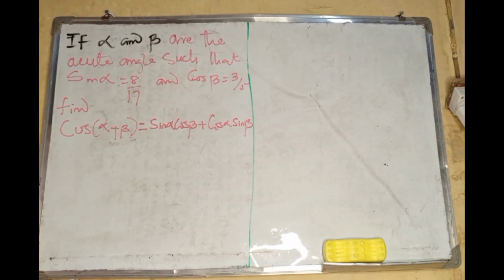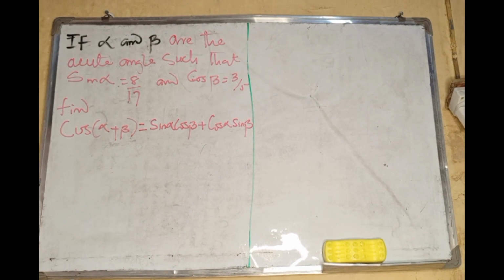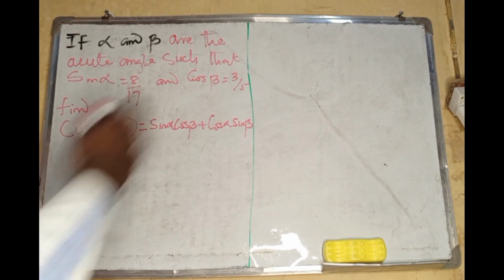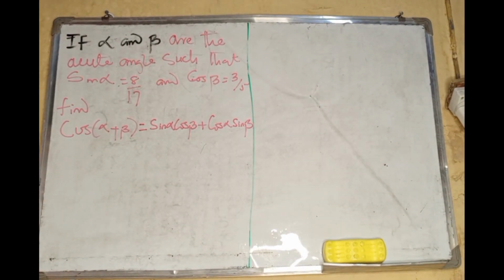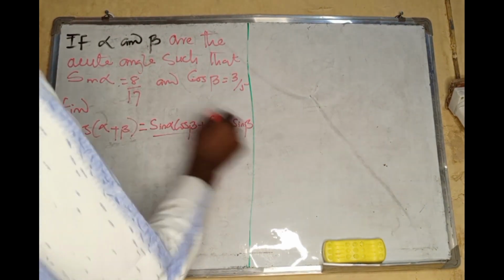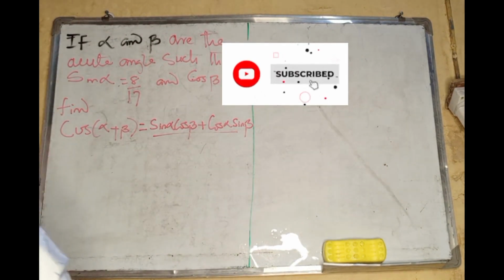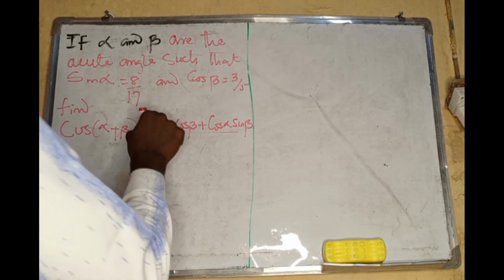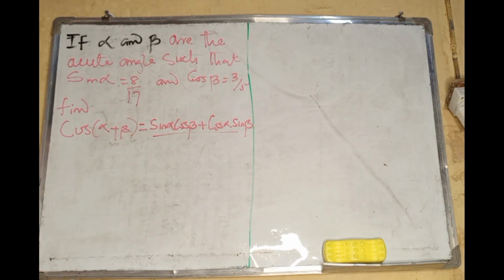All right, guys. Now let's see this question. They said if alpha and beta are the acute angles such that sine alpha is equal to 8 over 17 and cos beta is equal to 3 over 5, we should obtain the value of cos(alpha plus beta). And I want you to take note, guys, that cos(alpha plus beta) is equal to sine alpha cos beta plus cos alpha sine beta. Is that clear? Yeah, from the identities.